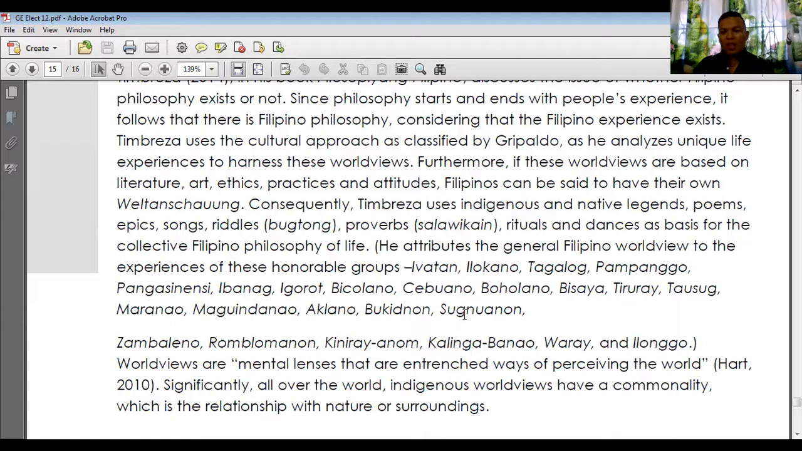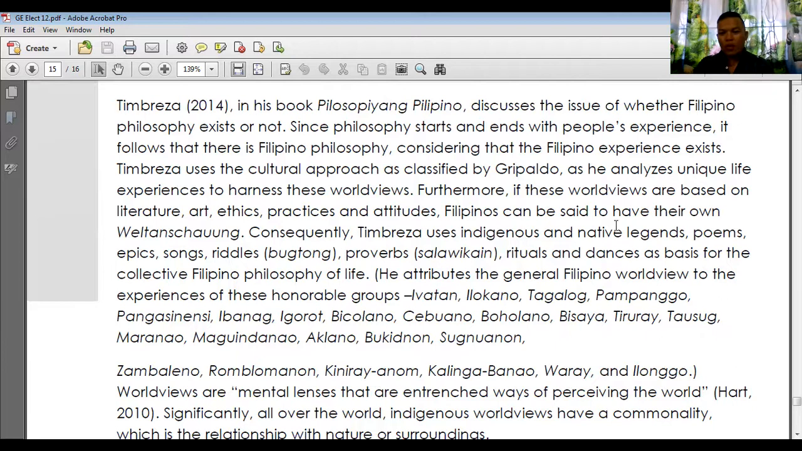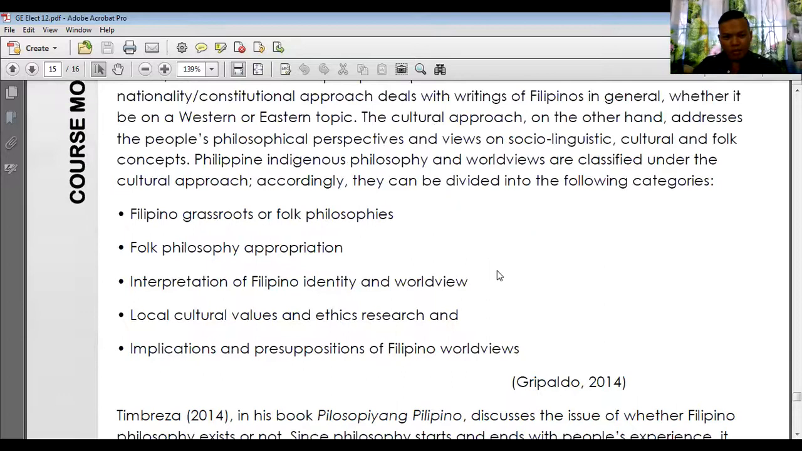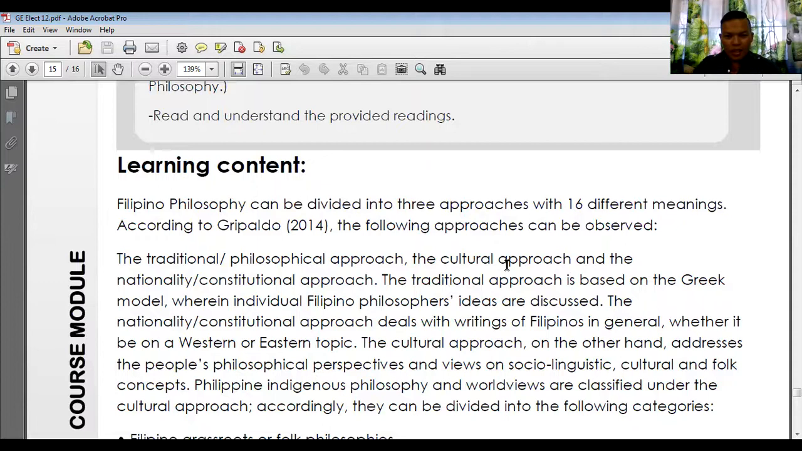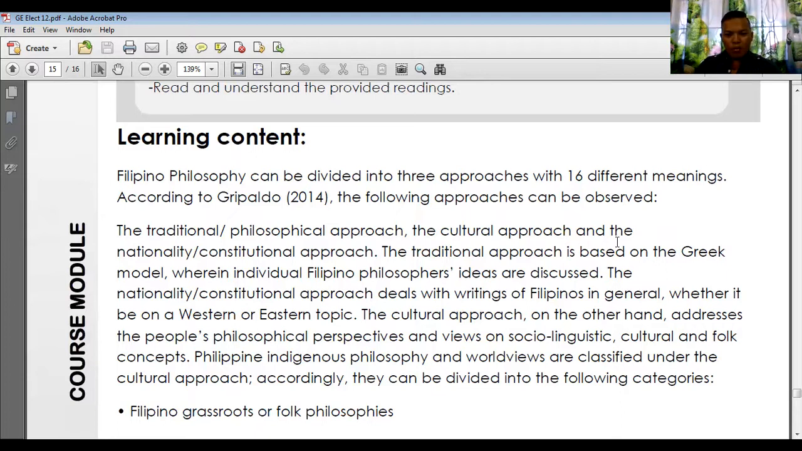And then if we are going to consider that one as well, you're going to read, according to Timbresa, there are indigenous or native legends, poems, epics, songs, riddles, or bugtong, then proverbs, lawikain, ritual and dances. These things show the philosophy of the indigenous people. Because it was said, kung basahon niyo pabalik, naay duha ka approach dinhi. We have the cultural approach, then the traditional approach.